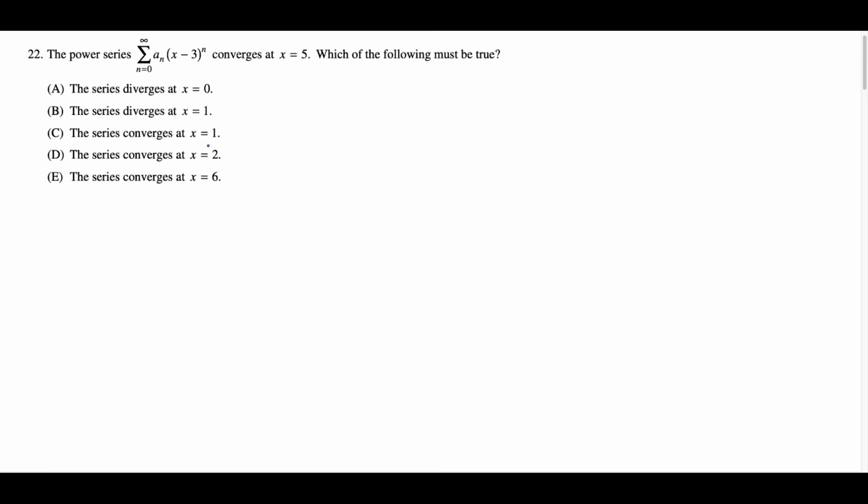So for question 22 here, we're told that this power series converges at x equals 5. So the first thing I would do here, before we look for which of the following must be true, is I would plug in x equals 5 to this power series. And if we do that, we're going to have 5 minus 3 is 2, and this is going to be raised to the n power. And we're told that this power series definitely converges when x is equal to 5. And what that tells us, when we look at this very carefully, 2 to the n gets to be way out of control as n goes to infinity.